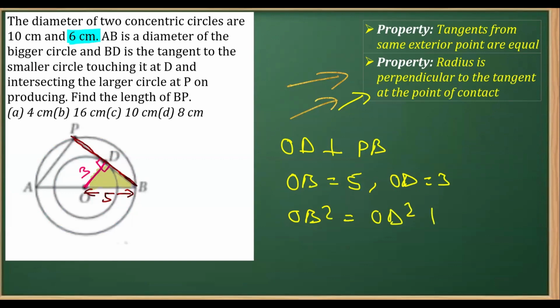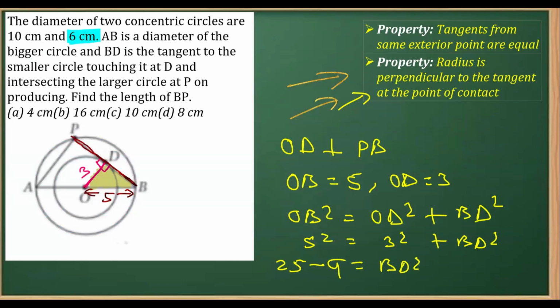The square of the hypotenuse is equal to the sum of the squares of the other two sides. So OB, which is 5, gives 5 square. OD, which is 3, gives 3 square, plus BD square. 5 square is 25, 3 square is 9. If I transpose, I'll get BD square as 16. So BD is equal to 4 centimeter. Okay, we got BD as 4, so I'll write BD here as 4 centimeter.